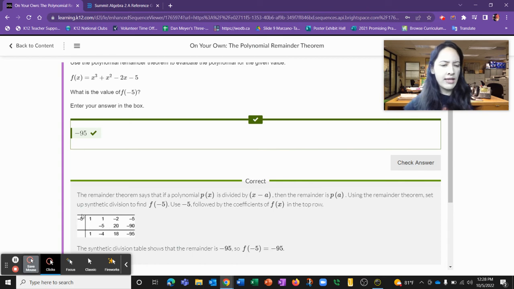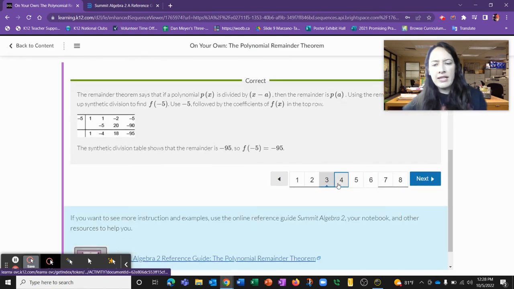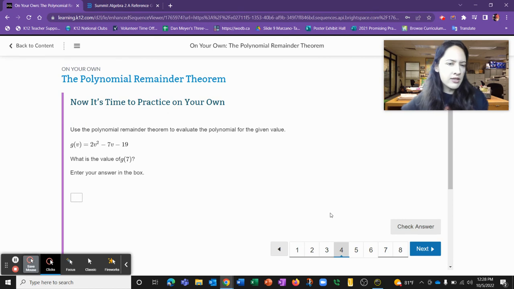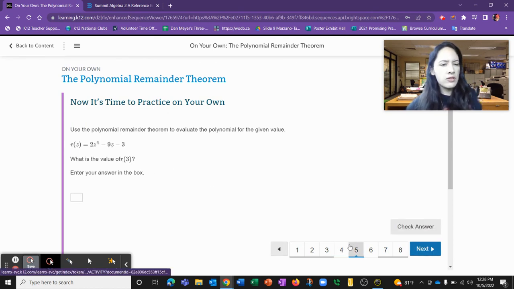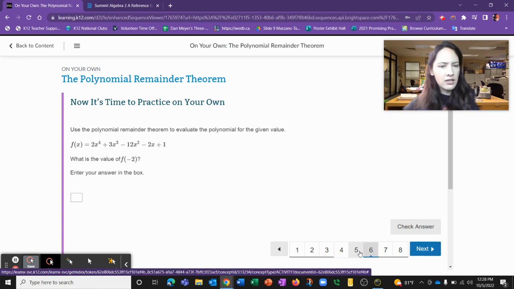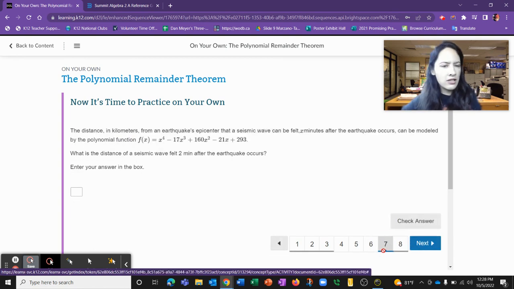I mean, why aren't you highlighting it for me? Ugh. Oh well. Okay. And yeah, so the rest of these, let me see if there's anything else. You can use the polynomial remainder theorem to try this out. That looks pretty good. That looks excellent, nice, good.